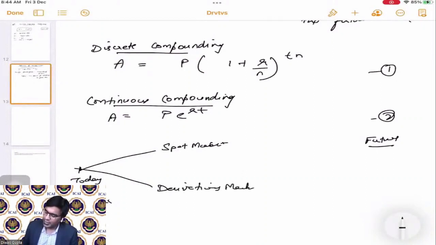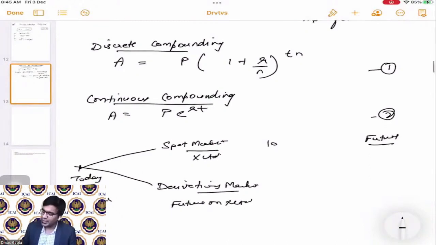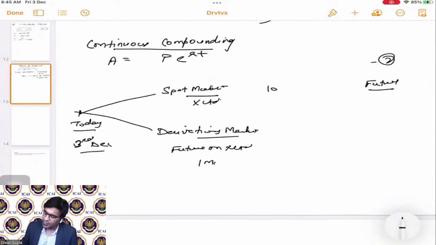So in the derivatives market, see, the spot market price is being traded at 10 rupees, for example. In the derivatives market, the future, let's say this is X Limited, future on X Limited, as I told, there will be 3 types of futures getting traded: 1 month expiry, 2 month expiry, and 3 month expiry. Correct? This is what I told.